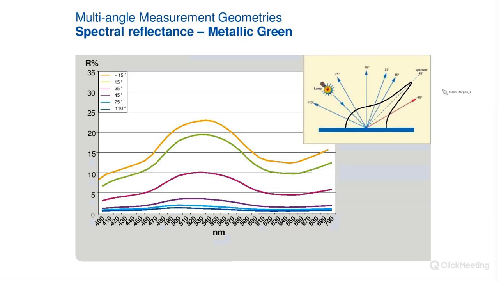Now in another example, we have a metallic green. And in this metallic green, we can see that upon every different angle of measurement, they're almost completely different. And so what this is telling us is as we change our viewing angle, we're going to see a different color green than what we're seeing at 45 degrees, which is the regular angle.